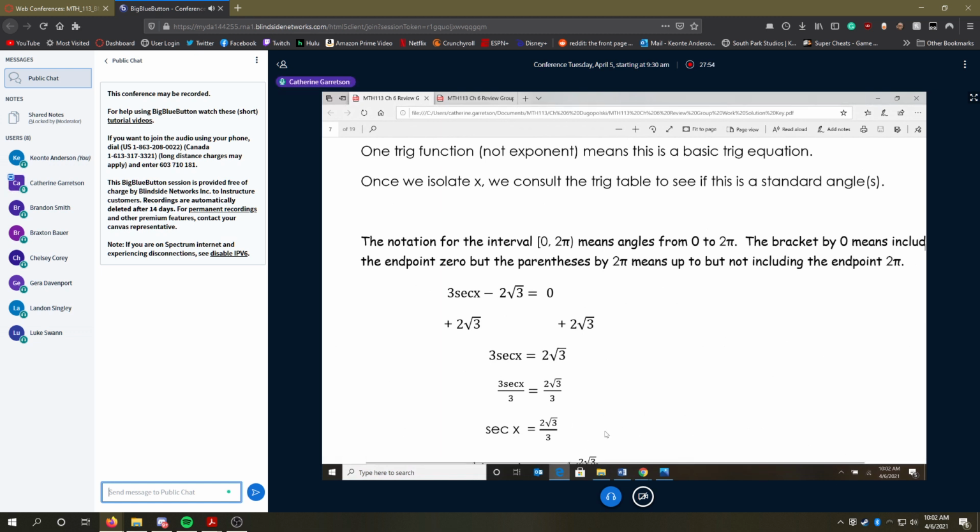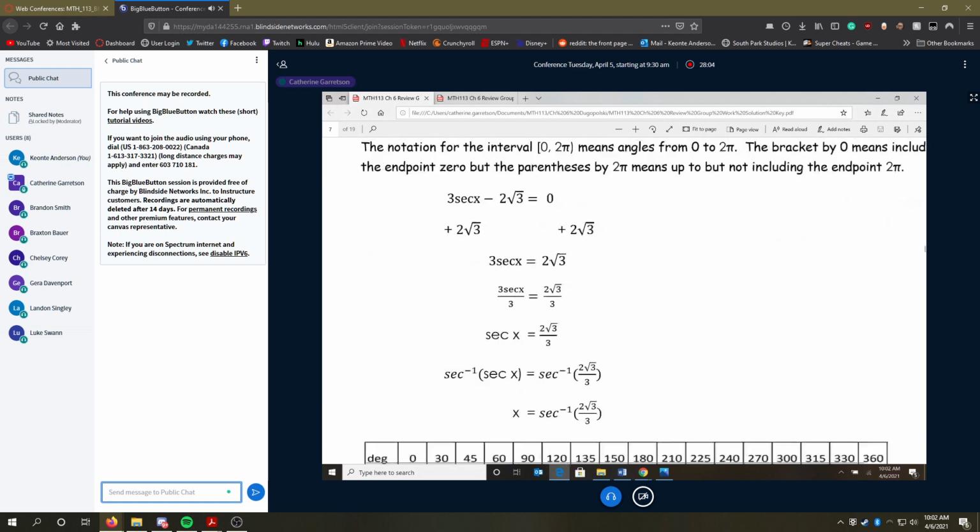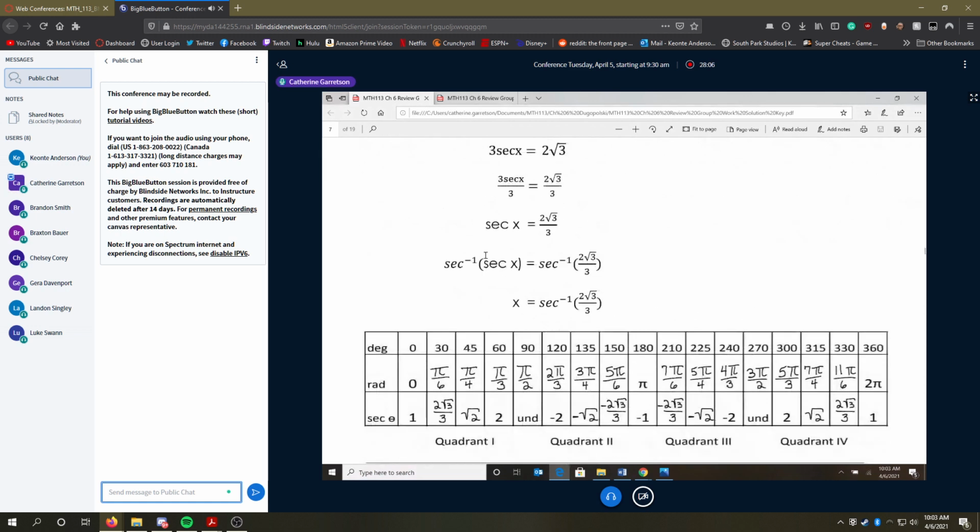Now, to solve it, I'm looking for the angle that produced this value on the chart. So you can do it this way by saying the inverse cosine of both sides and saying x is that, or I could just know that it said to look from 0 to pi and look for that value on the secant row. So we see it at pi over 6, and we see it at 11 pi over 6.